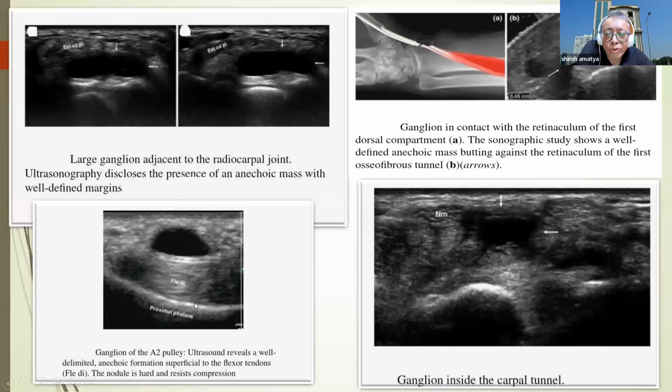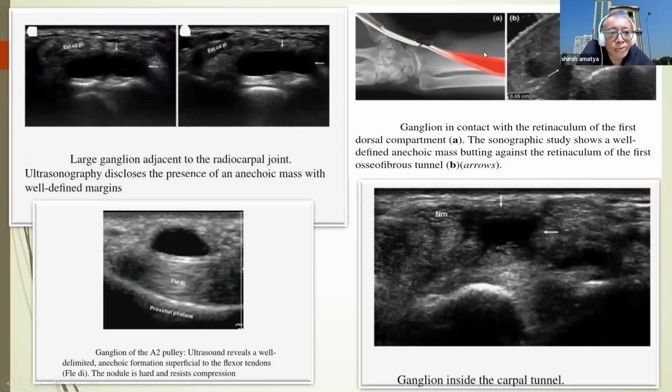So this is the proximal phalanx. Over the proximal phalanx is the flexor digitorum tendon, and over it is the pulley. Just over the pulley, you can see a nodular, well-defined anechoic round structure. So that is the ganglion of the pulley.